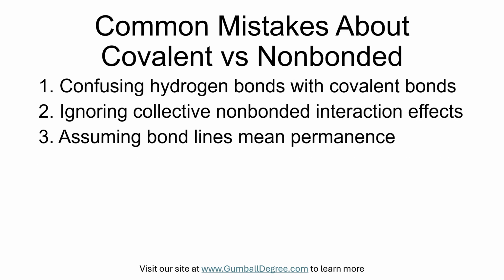A common mistake is treating hydrogen bonds and strong electrostatic attractions as covalent bonds, because they can stabilize structures a lot. Remember, they do not involve sharing electrons and are generally weaker and more reversible.